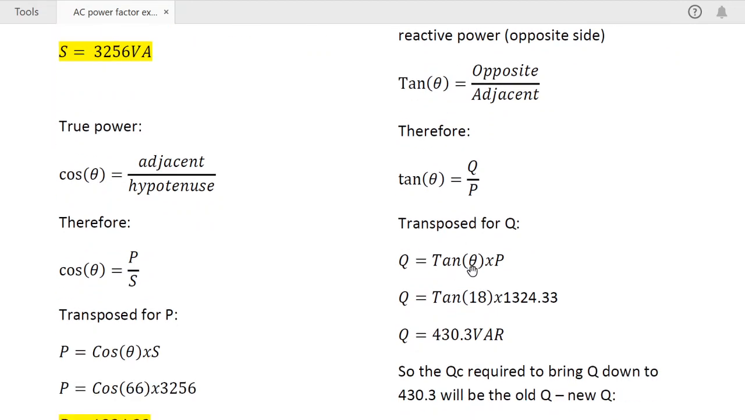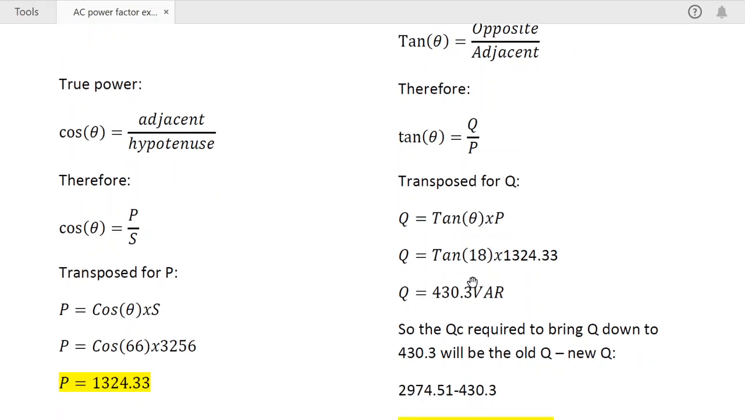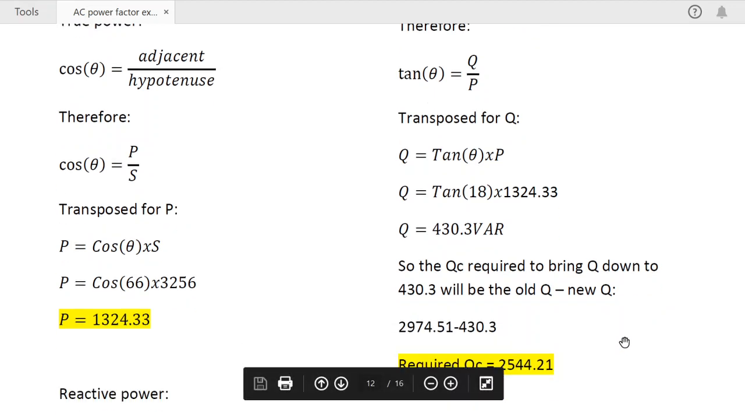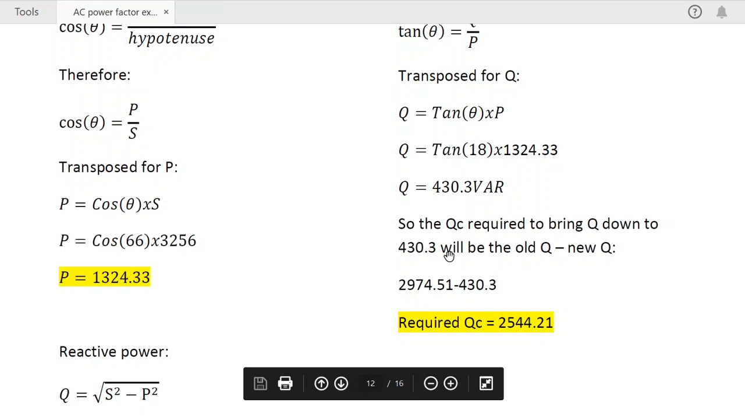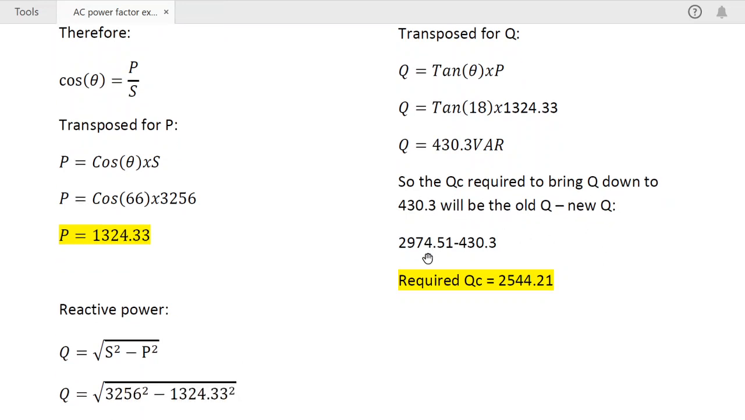Transposed for Q, Q equals tan of the angle times P. Tan of 18, that's our new angle that we're working out, times 1,324.33, which was our true power, gives us a Q value of 430.3 VAR. So the QC required to bring the Q down to 430.3 will be the old Q minus the new Q. So that's 2,974.51 minus 430.3. That was our old Q value, that's our new Q value.